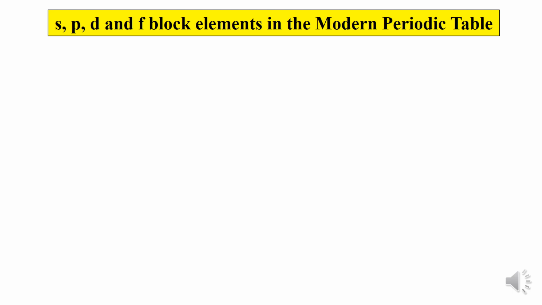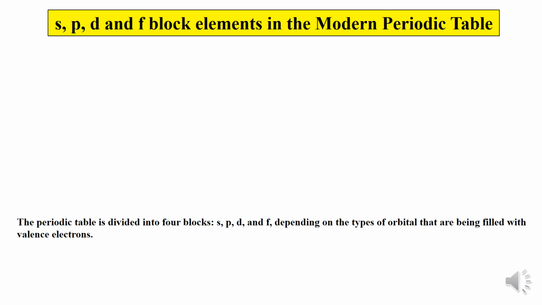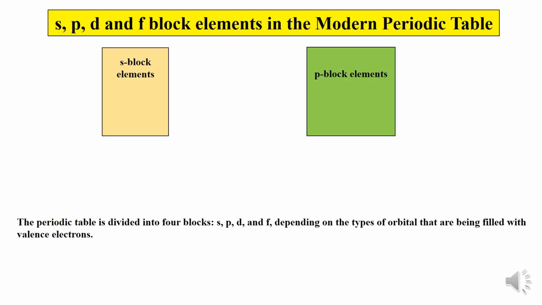Now elements in the periodic table are also categorized as S, P, D and F block elements. So the periodic table is divided into 4 blocks. You can find the S block elements towards the left side of the periodic table. You can find the P block elements towards the right side of the periodic table. And you can find the D block elements sandwiched between S block and P block elements.